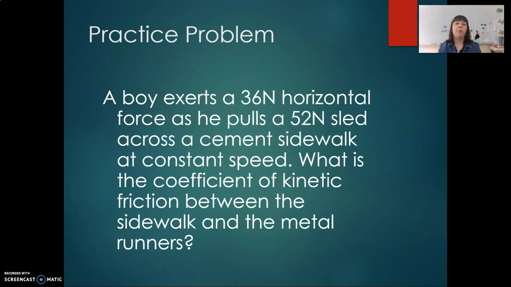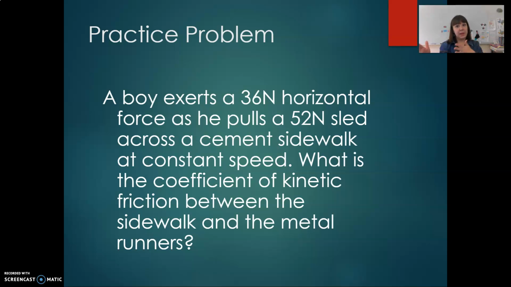So try this. We've got a boy exerting a 36 Newton horizontal force. So he's pulling with 36 Newtons as the applied force. He's pulling a 52 Newton sled across a cement sidewalk. Now the 52 Newton sled means that's how much it weighs, meaning that must be the supporting normal force because it's not falling through the ground and it's not flying out into the sky. So the 52 Newtons down must be balanced by 52 Newtons up. So in our fun formula, F of N, there's your 52 Newtons.